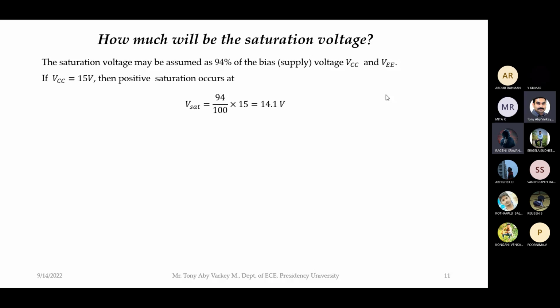Similarly, suppose you have 12 volt as VCC, then how much will it be? Can you quickly calculate using a calculator or your mobile? Where will the positive saturation occur if you are giving 12 volt? 11.28. Correct, 94 percent of 12. So positive saturation will occur at 11.28 volt.